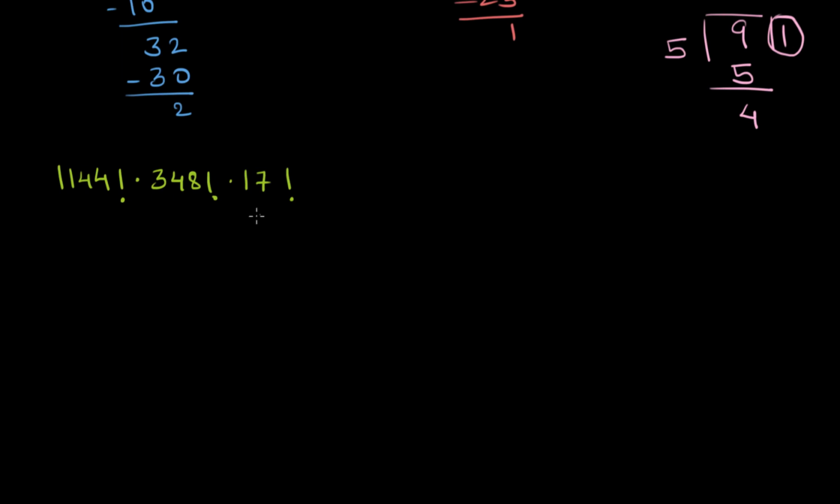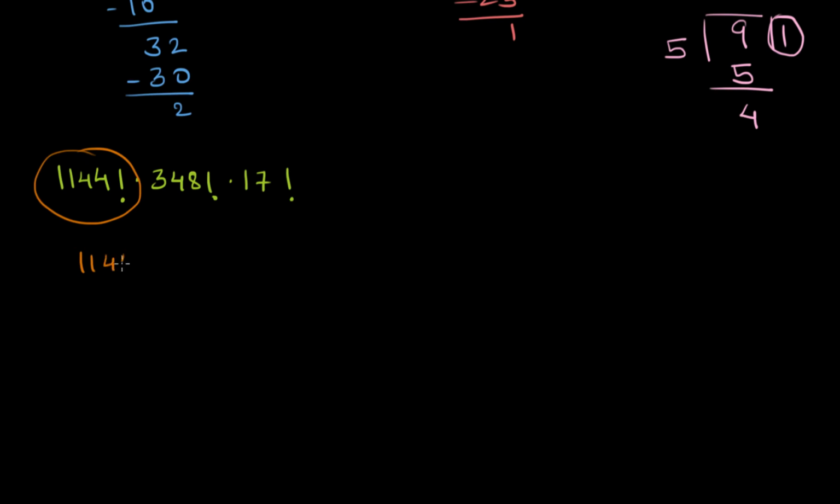that calculate the number of zeros at the end of this, at the end of this, and at the end of this, and just add them up, so you'll get the total number of zeros at the end of this whole factorial. So let us start with 1144.